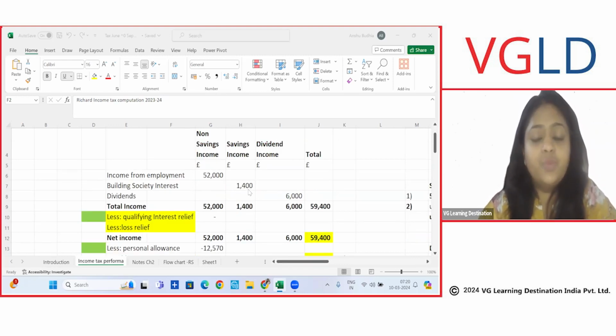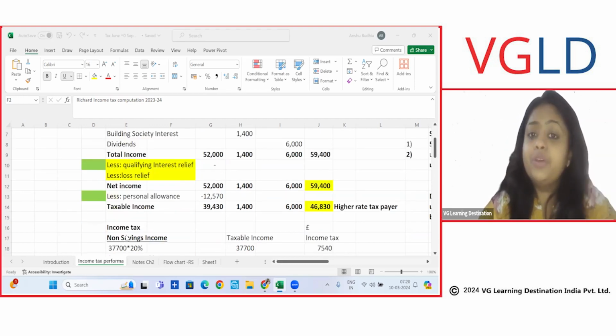Now, I've taken these incomes one by one, and then we got the total income. Please, this understanding of the terminology is also important. When you add the incomes, you get total income. When you reduce qualifying interest relief and the losses relief, then you get your net income. Many times a question will ask you to calculate total income, net income, taxable income. So you should be able to define and determine the difference between these three. Now, from the net income, when you reduce your personal allowance of 12,570 maximum, then you get your taxable income.